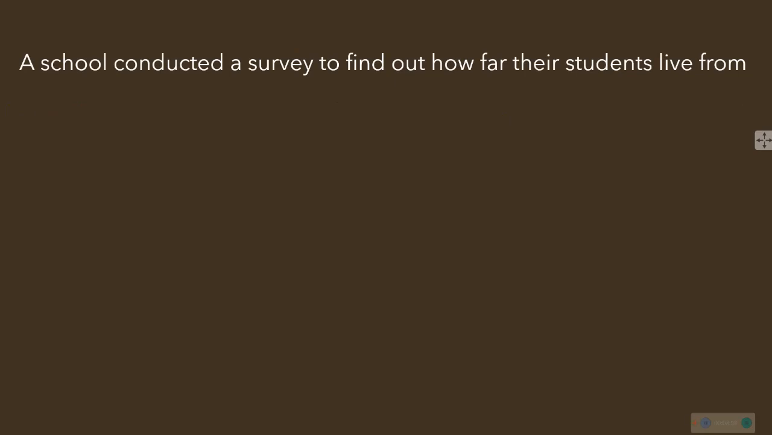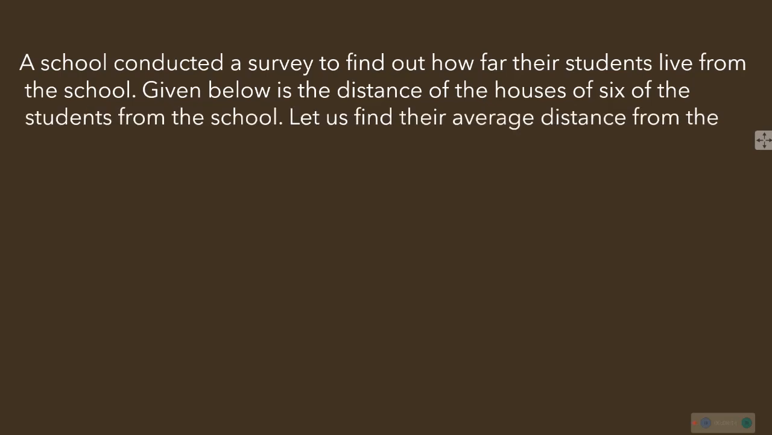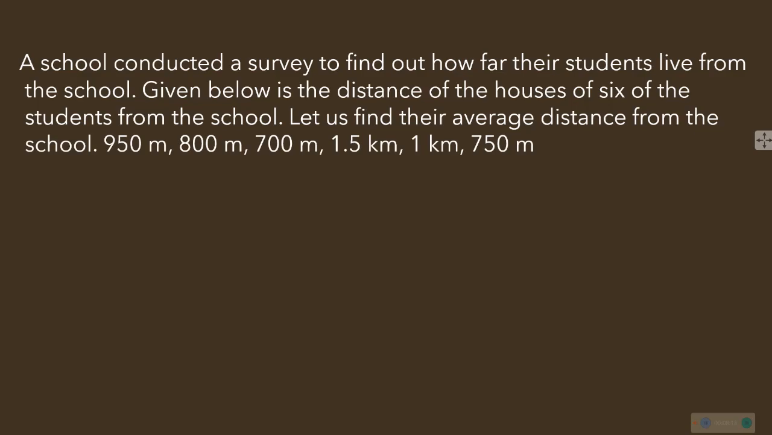Here is another situation. What is it? The school conducted a survey to find out how far their students live from the school. Given below is the distance of the houses of 6 of the students from the school. Let us find their average distance from the school. The question gives the distance of the houses of the students from the school: 950 meter, 800 meter, 700 meter, 1.5 kilometer, 1 kilometer, 750 meter.